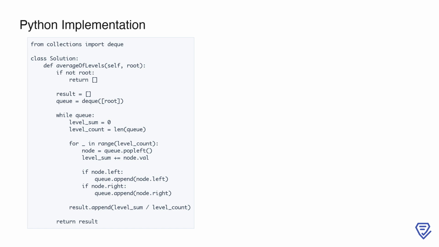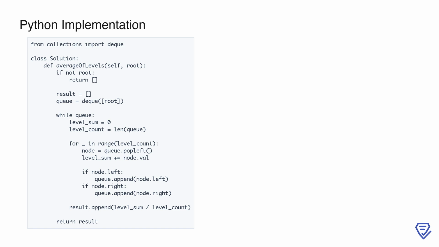5. Node processing. A for loop iterates over all nodes at the current level. We dequeue a node from the left of the queue and add its value to level_sum. If the node has a left child, it's added to the queue for the next level. Similarly, if the node has a right child, it's added to the queue. 6. Compute average. After processing all nodes at the current level, we compute the average by dividing level_sum by level_count and append it to the result list. 7. Return result. Once all levels are processed, we return the result list containing the averages of all levels.